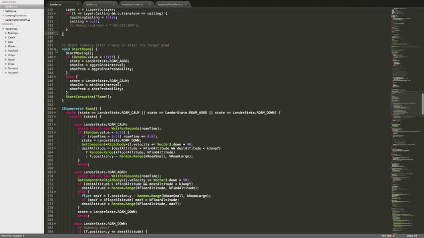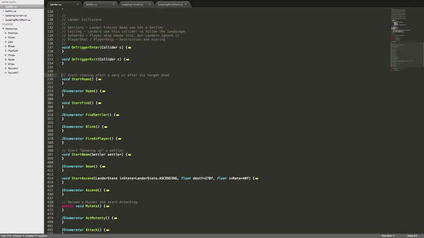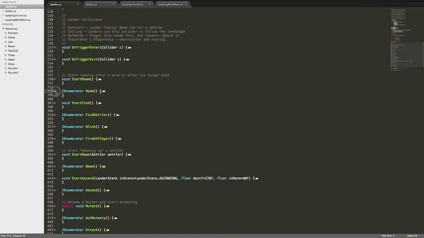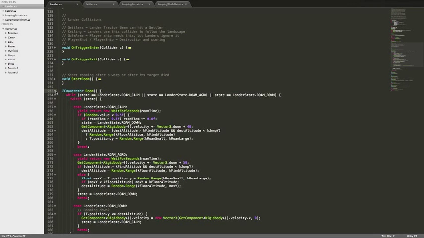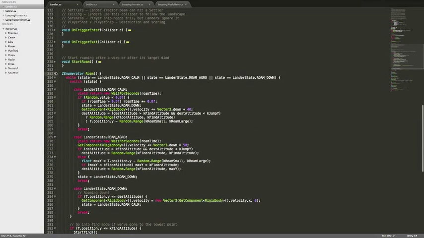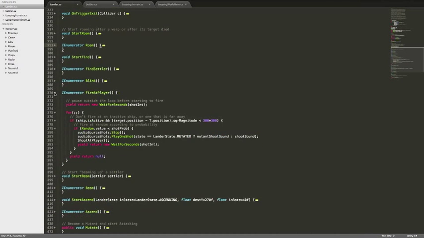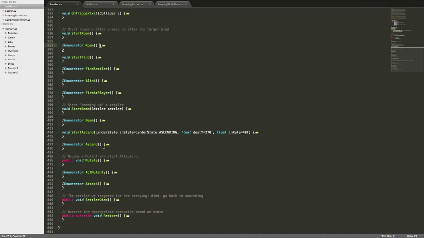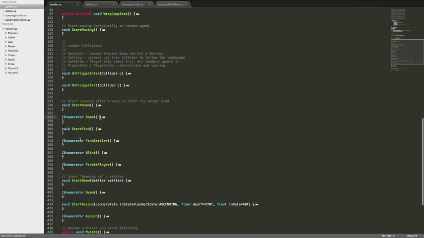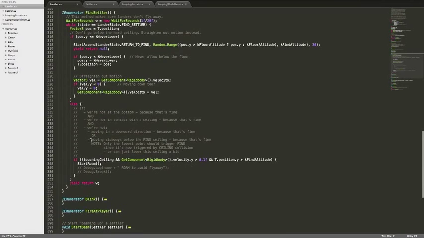A lot of these, my pattern that I follow is I have a function to start some new behavior, like the actual coroutine that does the roaming, and it just keeps on roaming while its state is roaming, and then when it decides to change state, it just exits this, and it'll be running some other coroutine. And then stuff like fire at player is just a coroutine that hangs around and does that sort of stuff. And in the same way, if I'm in this find settler mode, then I must be running this find settler coroutine.